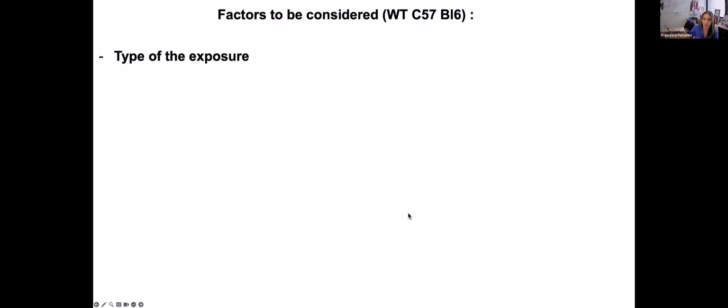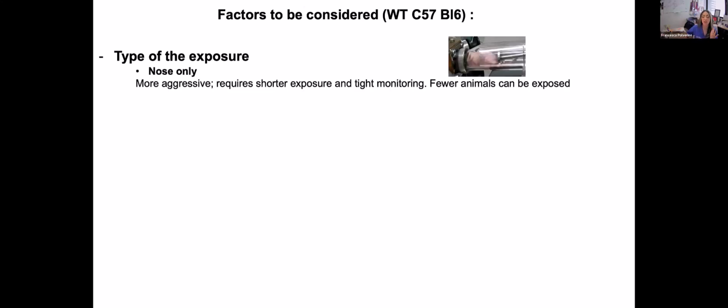I'm going to talk about the factors to be considered when you pick one model of smoke versus another, because there are several models of smoke, and we're talking about the black 6 mice, which are the most common mice, because the BALB/c are a little bit more susceptible to smoke, so the timing might vary a little bit. First of all, is the type of the exposure. The nose-only is literally each mouse restrained in a small chamber and receiving the smoke right on its nose. It's a very aggressive way of getting the smoke to the mice, but it requires a shorter exposure.